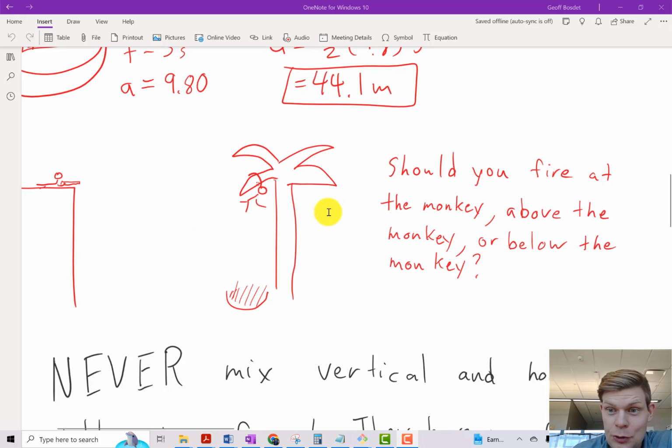The answer is you should actually fire at the monkey, because even though bullets move pretty fast sideways, they're still affected by gravity in exactly the same way as the monkey is. So they will fall at the same rate. So by the time the monkey is dropped a meter, so has the bullet. So by aiming directly at it, at some point they will collide.